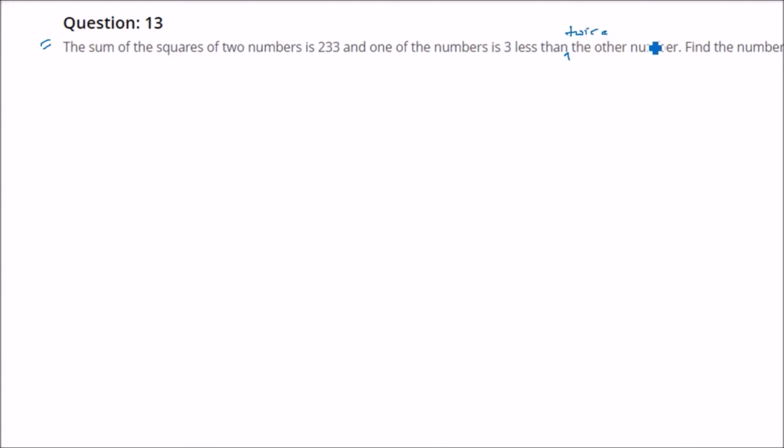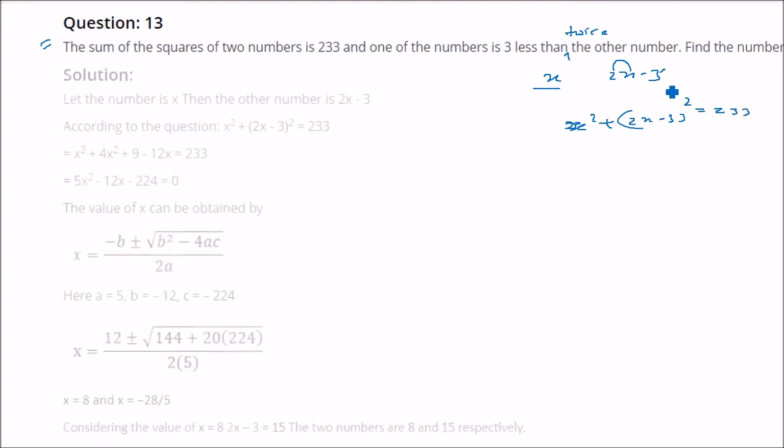Find the number. So if one is x, the other will be x minus 3, because one number is twice, so 2x minus 3. One number is x, the other number is 3 less than twice the first number, and the sum of squares is 233. x square plus (2x minus 3) whole square will be equal to 233.